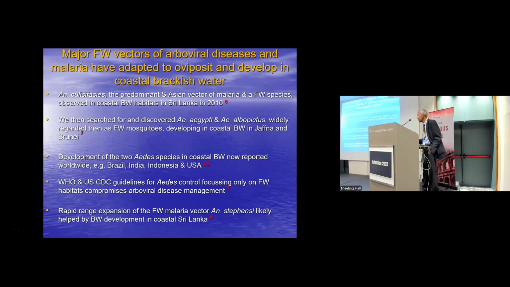I'll talk about this in detail towards the end of the presentation: the freshwater malaria vector Anopheles stephensi is undergoing a rapid range expansion, including in the Middle East and to Africa. We think that is associated with brackish water development ability. So that's also adapted. Typically, this was a freshwater malaria vector seen in India.